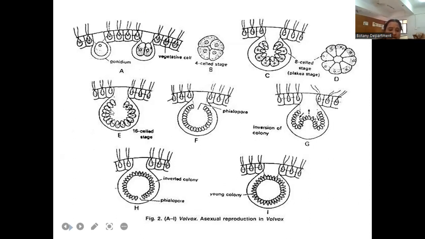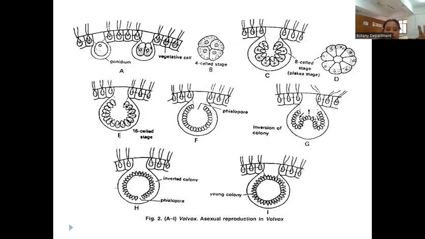In the plakea, four cells are on the outer side and the remaining four cells are inside. In these inside cells, inversion takes place and one small pore-like structure is formed. That pore is called the phialopore. Through this phialopore the whole daughter colony undergoes inversion. You can observe this in diagram G, inversion. The equatorial region constricts slightly during inversion, and the anterior polar region moves to the posterior side of the coenobium, and then develops flagella and forms a number of autocolonies.